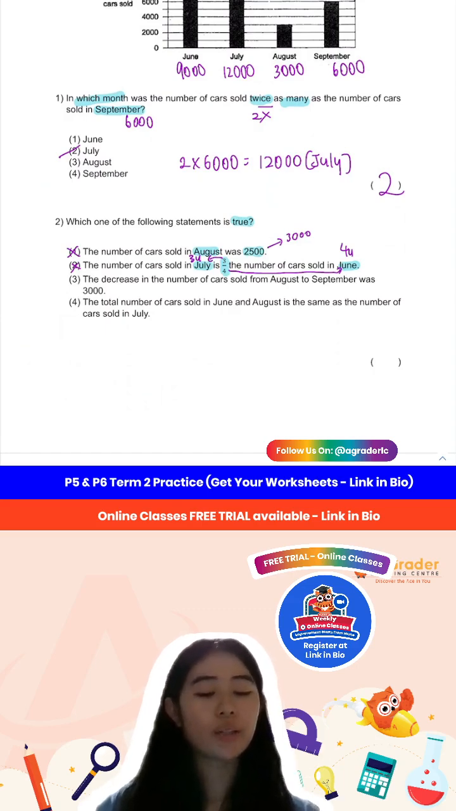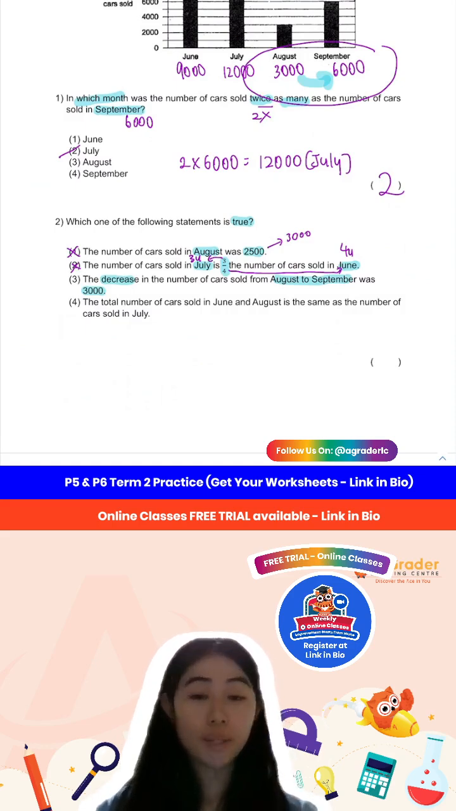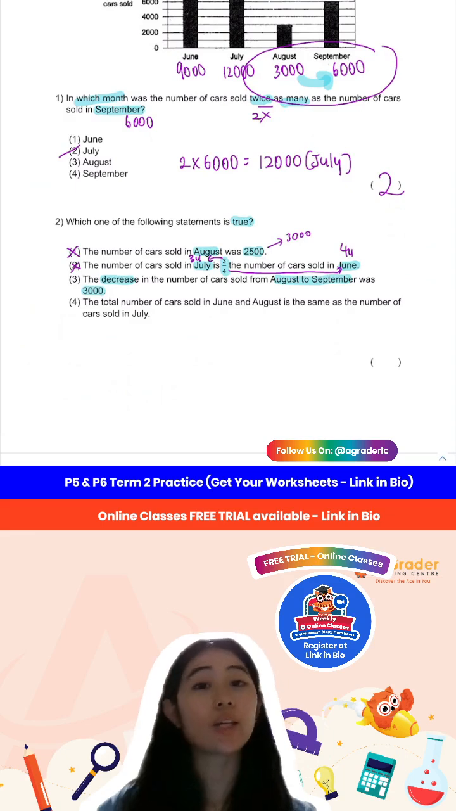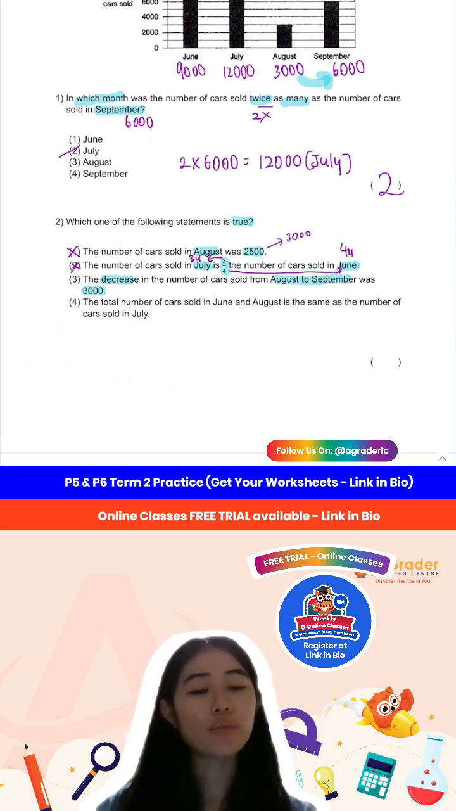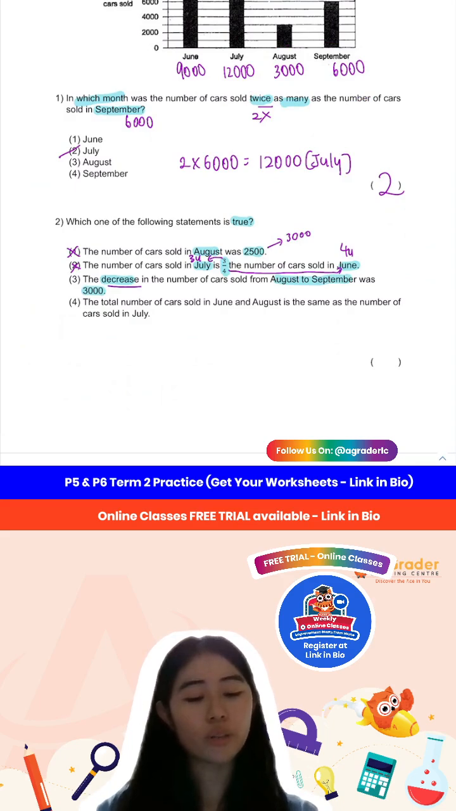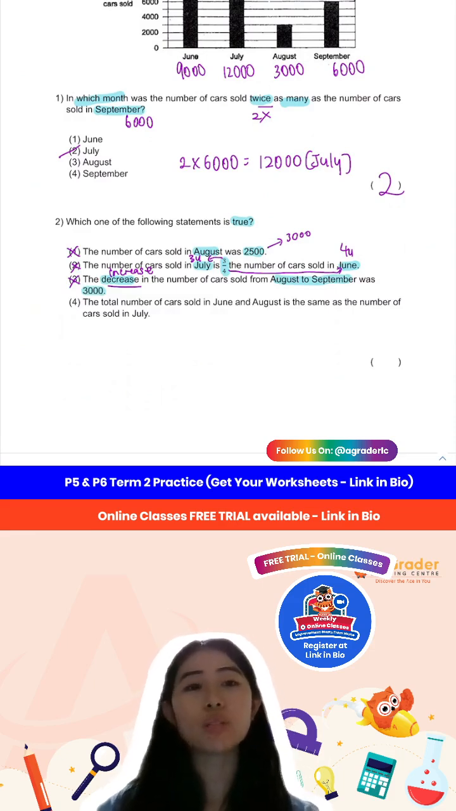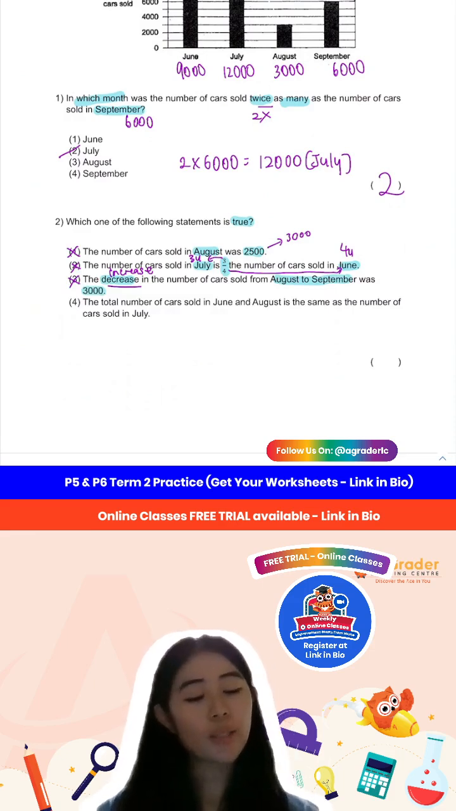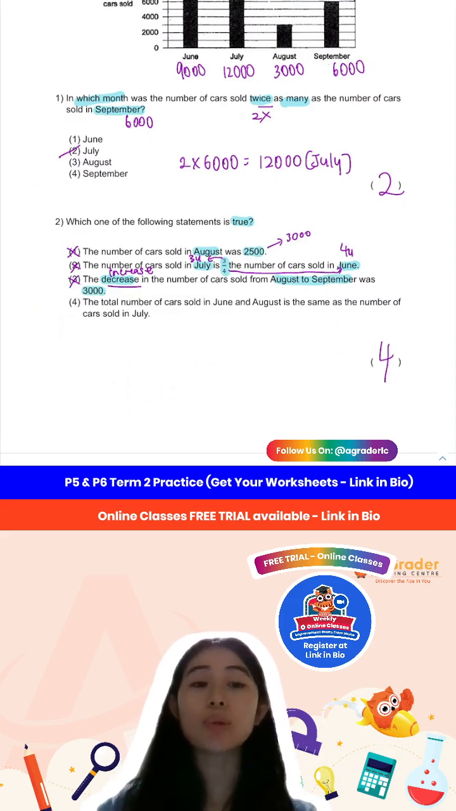Okay, statement 3. The decrease in the number of cars sold from August to September was 3,000. Is this true or false? Now, if you look at from August to September, right, from 3,000, it became 6,000. So actually, this is an increase. It became more. So therefore, the keyword decrease is wrong. It should be increase. So statement 3 is false as well. So actually, that means that statement 4 is the answer, but it's better to double check.